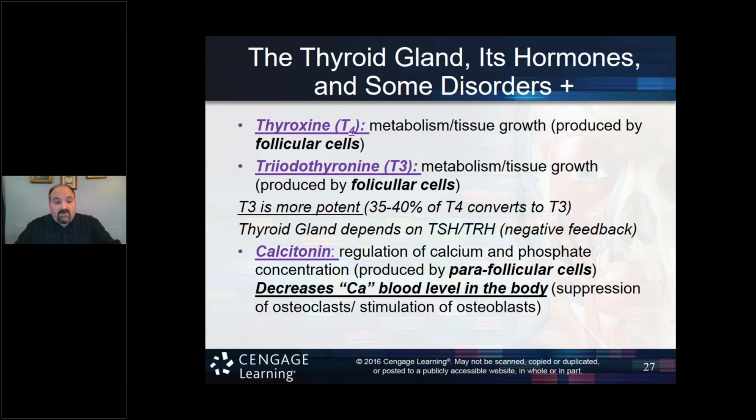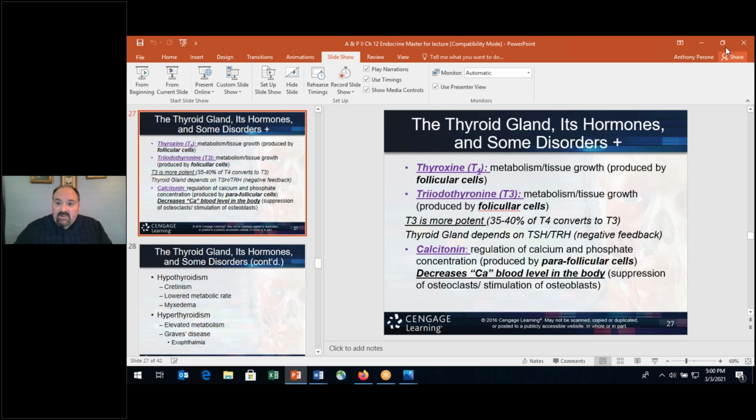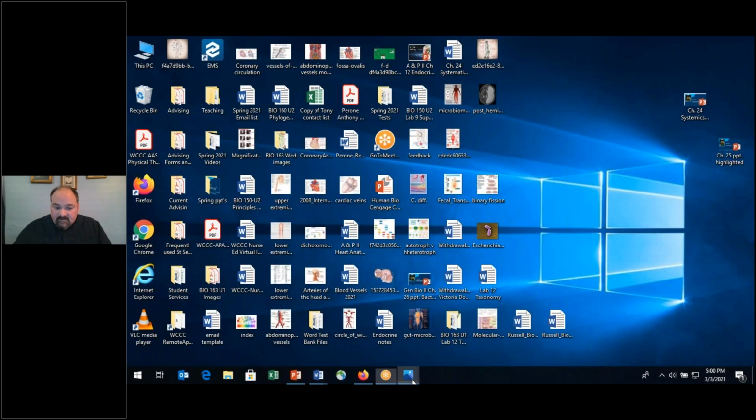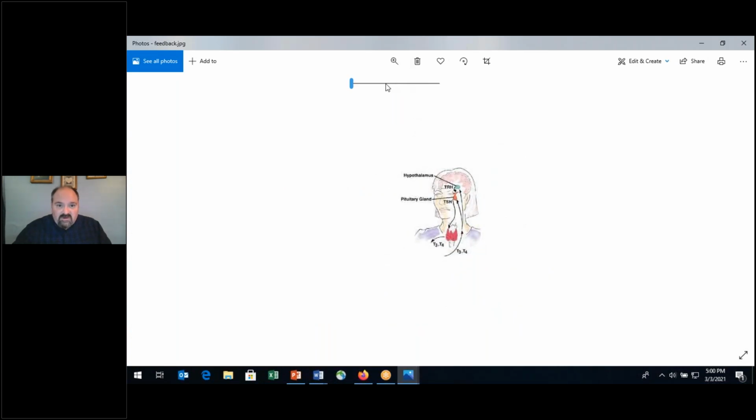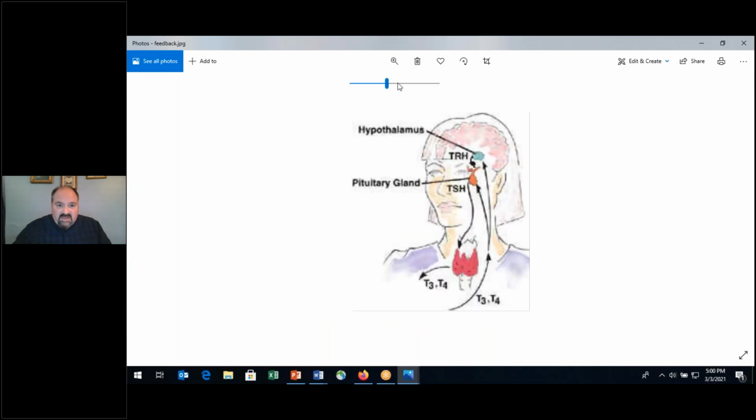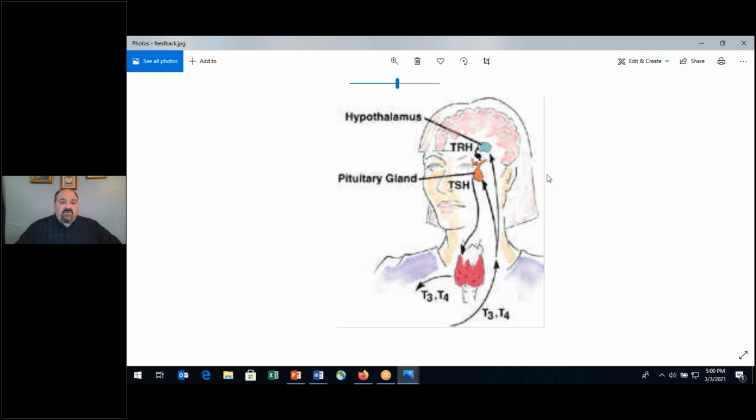So I'm going to minimize this for a moment, and I would like to show you these two images that I have posted for you all. You just have to increase the size for this image. This image is very good, and it's showing you how this feedback loop takes place when we have enough in the proper levels, as far as homeostatic balance of T3 and T4 circulating in the cardiovascular system in the blood.